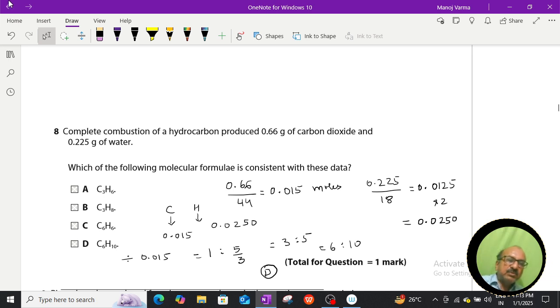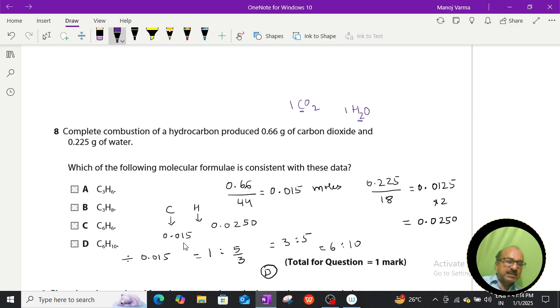But the concept that you have to use here is that in the formula of carbon dioxide, for 1 mole of carbon dioxide, there is 1 mole of carbon, and in the formula of water, in 1 mole of water, there are 2 moles of hydrogen. So from here you can get that the number of moles of carbon will be the same, but the number of moles of hydrogen will be twice of this. So these are the values.